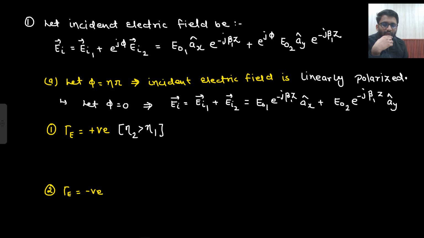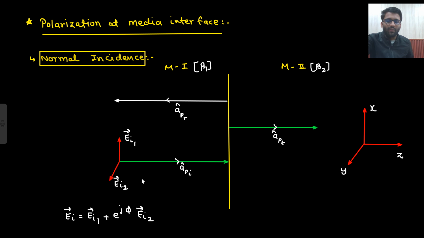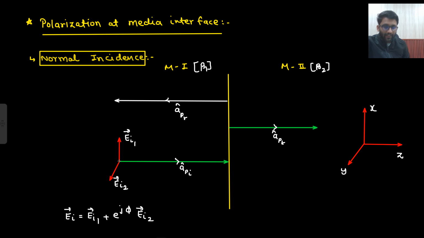So if I know my reflection coefficient, let's assume my reflection coefficient is 0.5. So what will be my transmission coefficient? That would be 1 plus gamma, that would be 1.5. So the transmission coefficient is always positive only. Now I am saying that if my reflection coefficient is positive, then this diagram will look something like this. If it is positive, then the electric field will never change its direction.